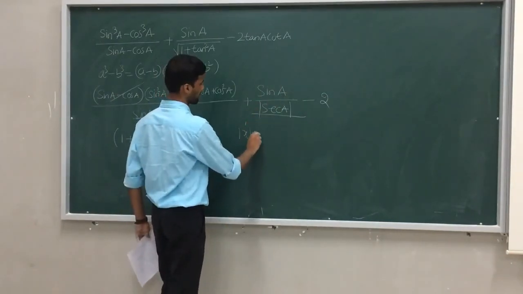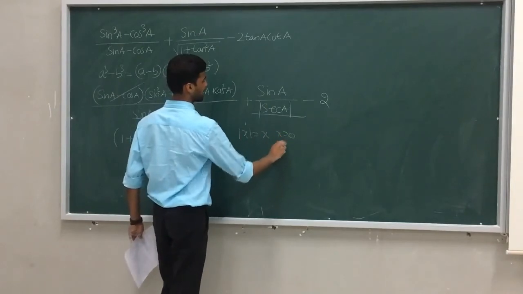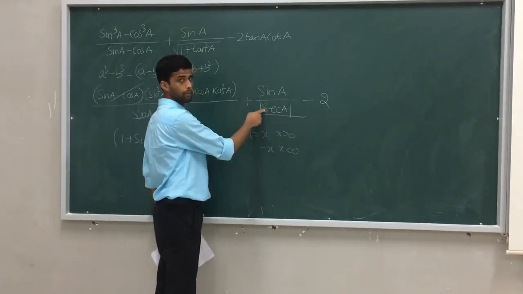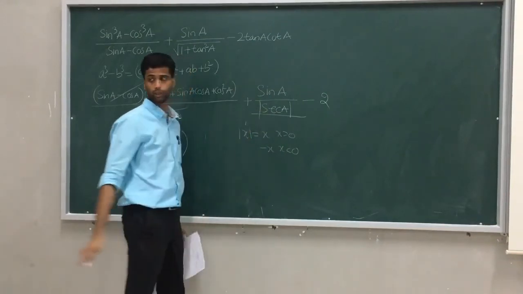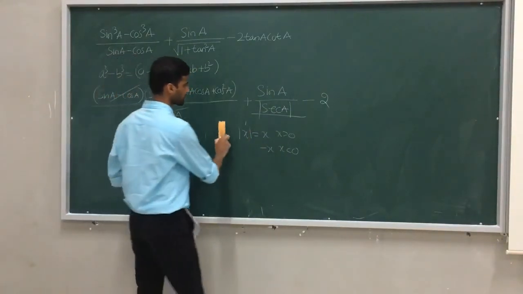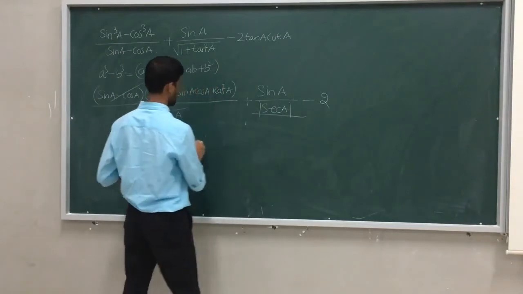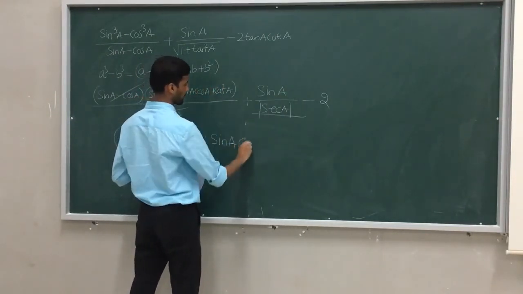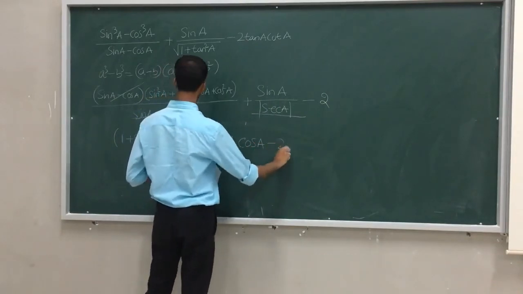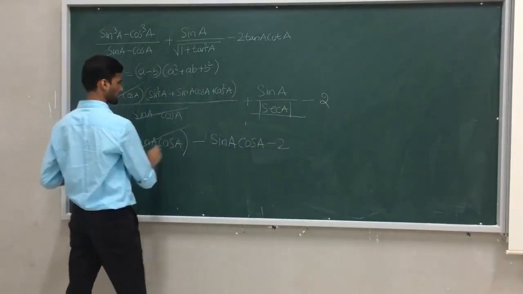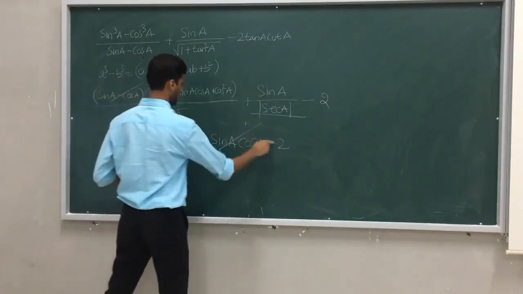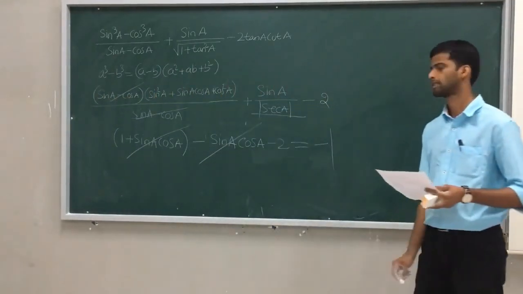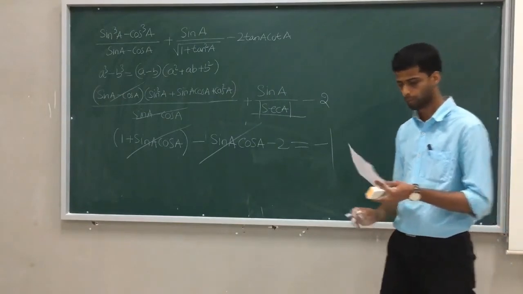Because mod x equals x when x is greater than 0, and mod x is minus x when x is less than 0. As it is in the second quadrant, because of the obtuse angle, sec is negative according to the ASTC rule. So this becomes minus, plus into minus becomes minus. It is sin A into sec, which is the reciprocal of cos, it becomes cos A minus 2. So sin A cos A cancel. 1 minus 2, the answer is equal to minus 1. Just take care of this particular problem.